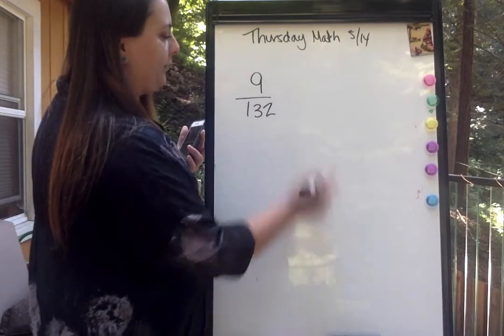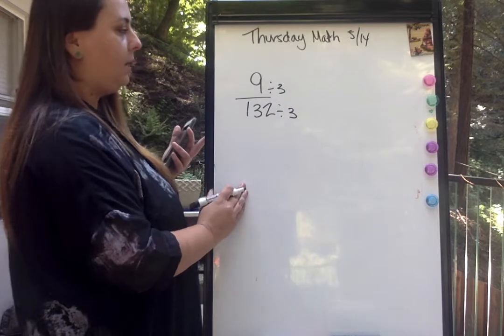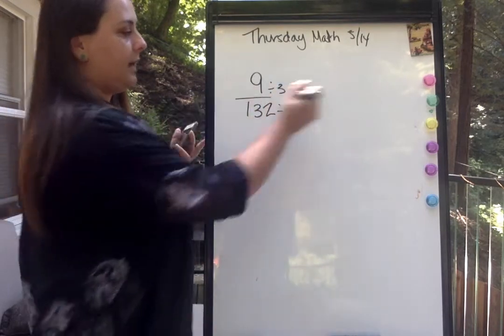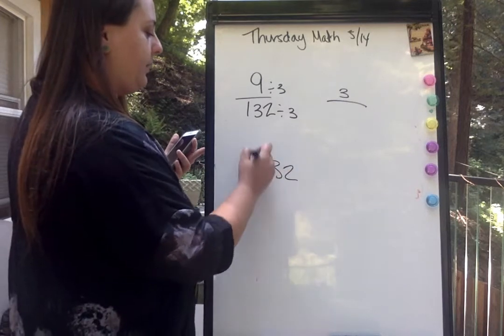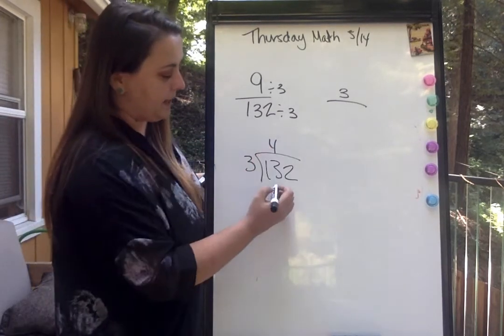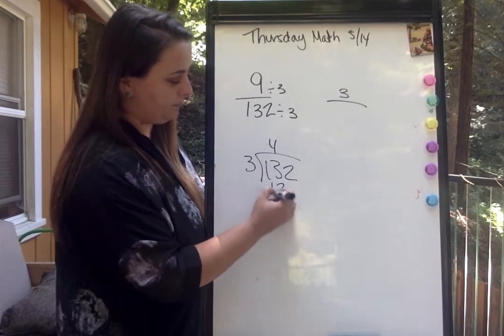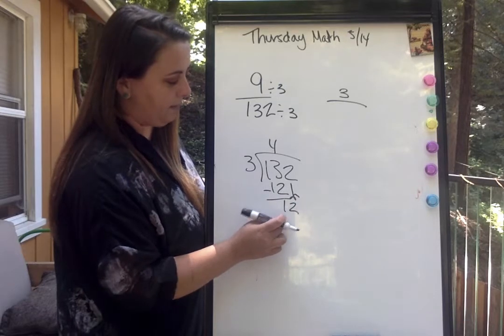Let's try 3. So, 3 goes into 9 3 times. And let's try 3 into 132. 3 goes into 13 4 times. 3 goes into 12 4 times.